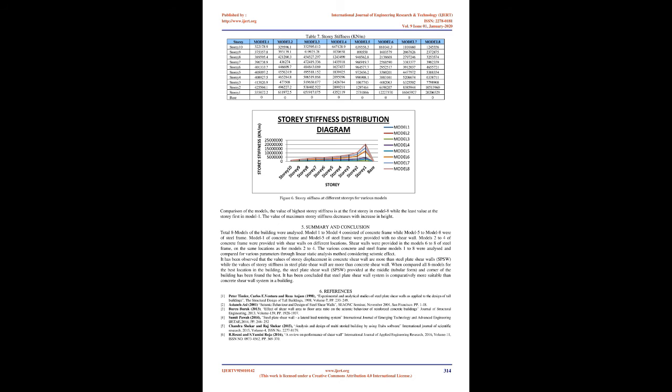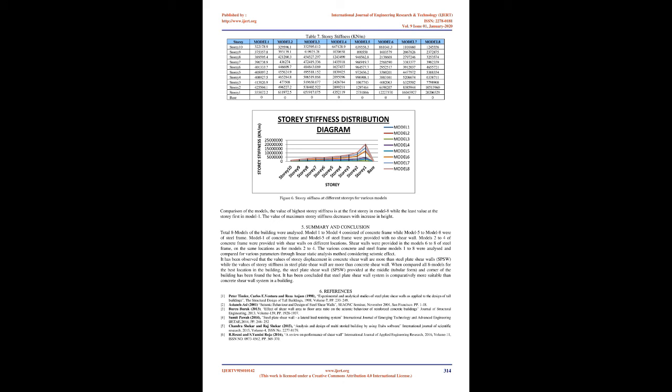4.3 Story shears. The values of maximum story shear obtained for various models, as per IS 1893, Part 1 2002, are given in Table 5 and shown graphically in Figure 4. Figure 4. Story shear at different stories for various models. The highest value of story shear is at the first story in Model 3 and the lowest value at the 10th story in Model 5.